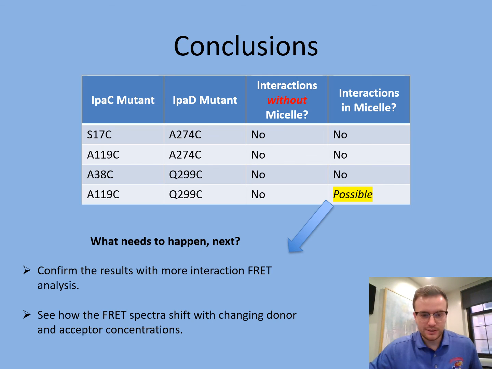Moving forward, I want to change the donor and acceptor concentrations. So we started with 1 micromolar of donor and then 1.2 micromolar of acceptor. And I just want to shift that and see if it creates a better spectrum.